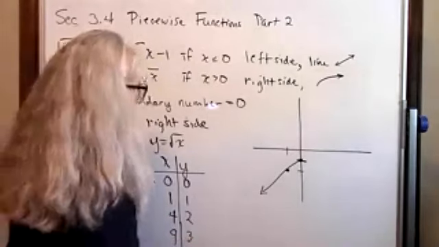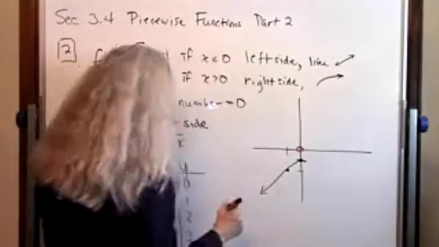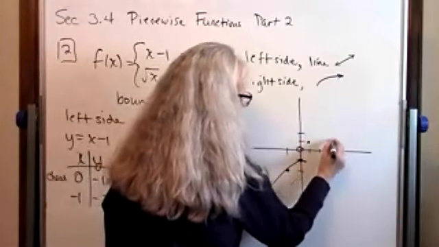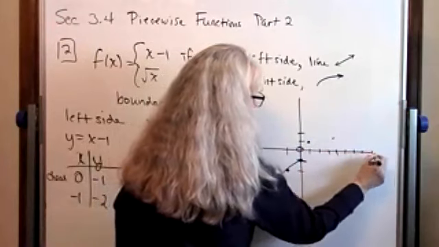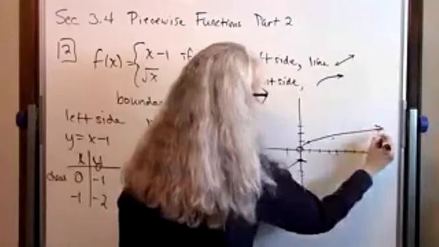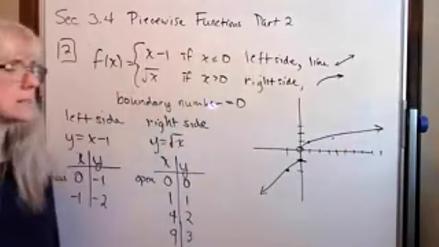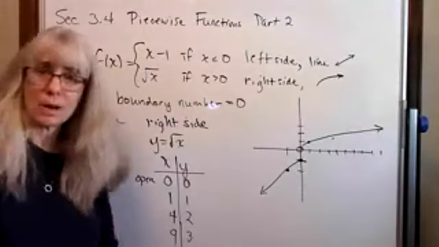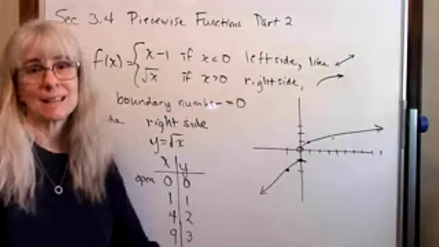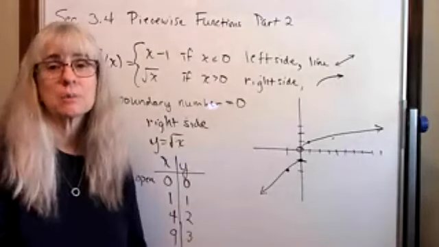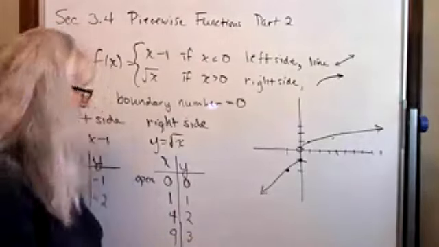So at 0, 0, we're going to have an open circle. We have points at 1, 1, 4, 2, and 9, 3. And sure enough, there's the curve that I'm expecting to see. And there's your first piecewise graph. Now, once you have that piecewise graph, what I would then recommend doing is answering the questions. And what we want to know about are the domain, the range, the intercepts, and then whether or not it's continuous, which is new to us.